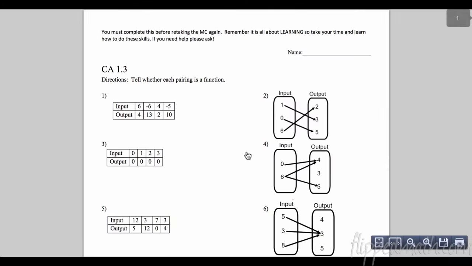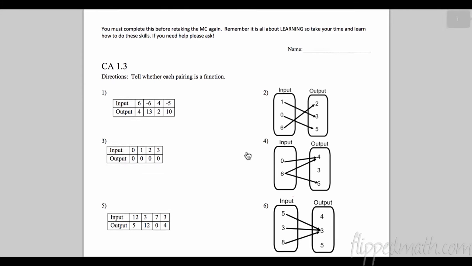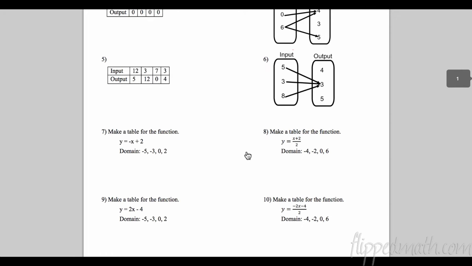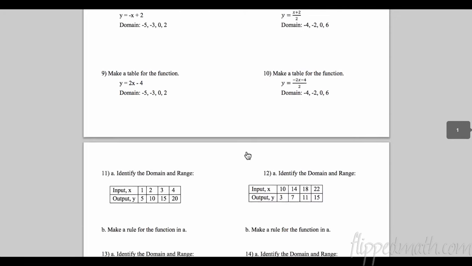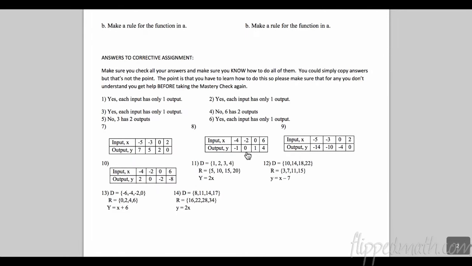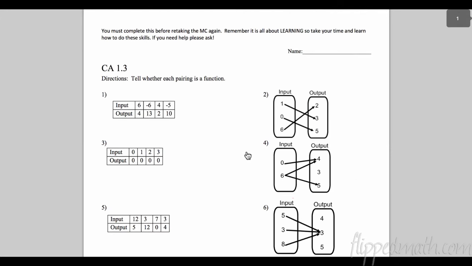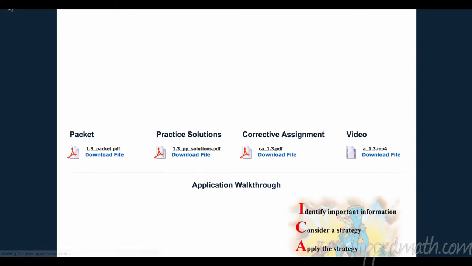If you need more practice before the mastery check, if you just don't feel comfortable, come over here. You can do the corrective assignment. Remember, the corrective assignment is, if you fail the mastery check, you definitely have to do the corrective assignment. But some of you may want to take this corrective assignment, maybe do a handful of them, maybe do the odds or the evens or just a few of each type. The answers are at the bottom. Again, it'll tell you why you got your answers right or wrong, okay? You can learn from your mistakes doing that as well. And sometimes we find that helps kids quite a bit.